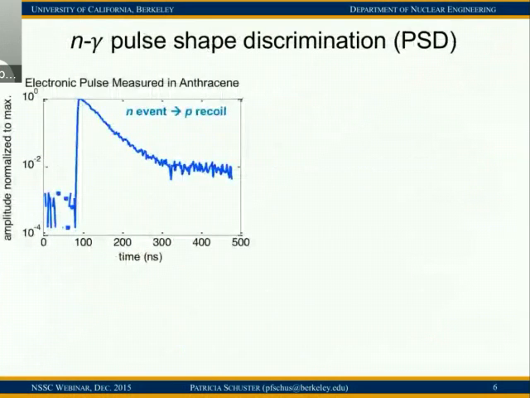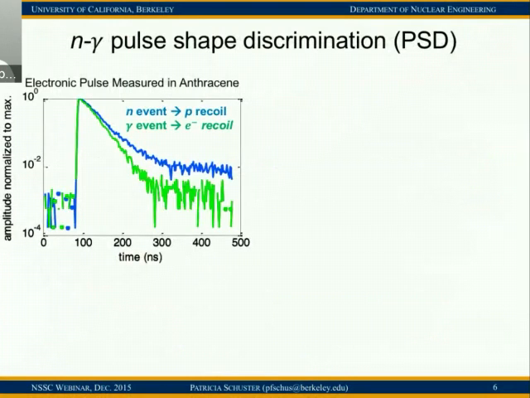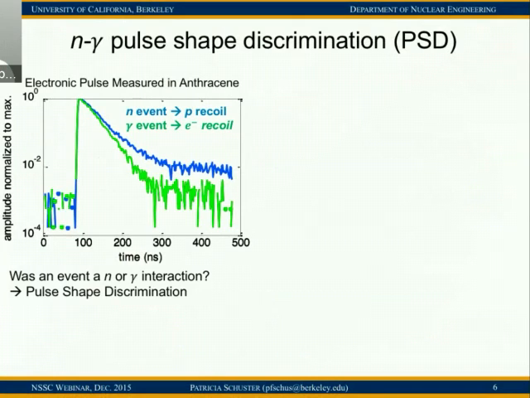What we observe is a difference in the pulse shape, and here I'm showing the pulse measured from a neutron event on anthracene. When I compare it to a gamma ray event measured on anthracene, normalized to the pulse height, you see that the neutron event has a larger relative amount of delayed light, has a longer tail. And this can be used to determine whether an event was from a neutron or gamma ray interaction. So this process is known as pulse shape discrimination.